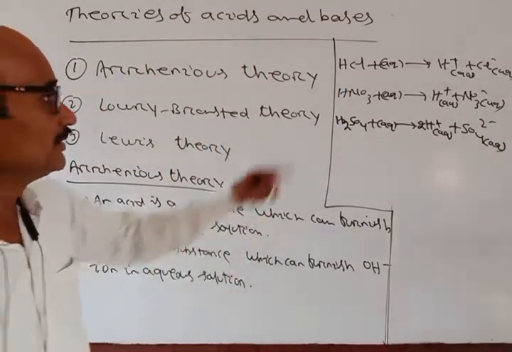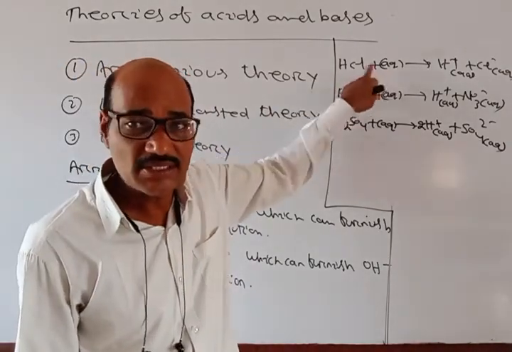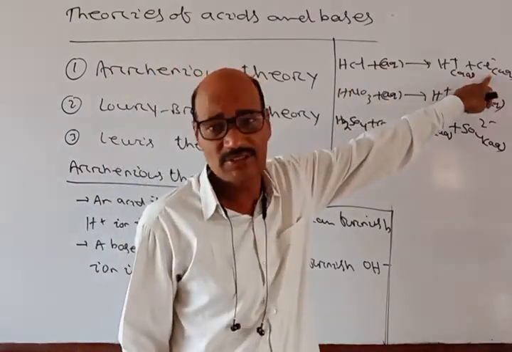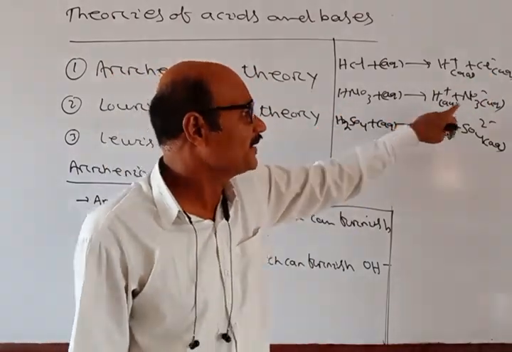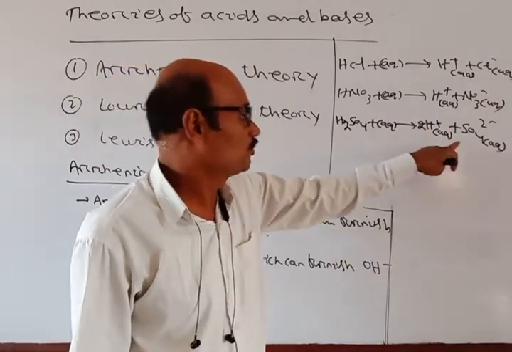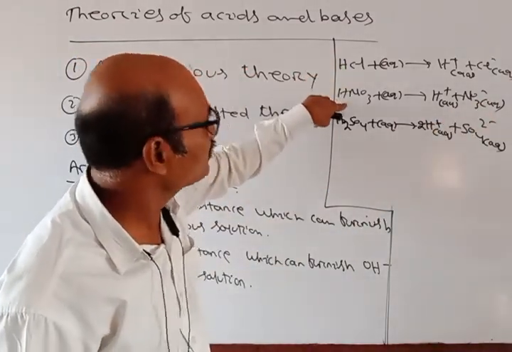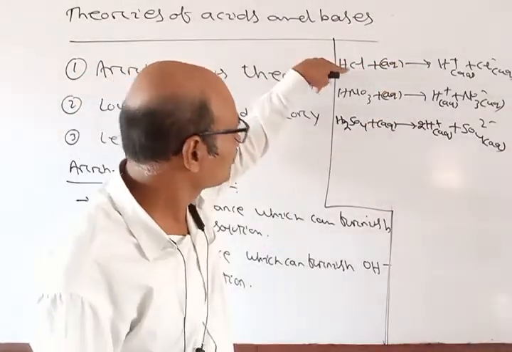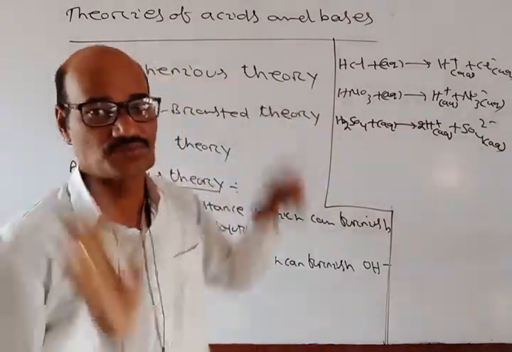So here you see, HCl when dissolved in water, that means in aqueous solution, is furnishing H plus ion and Cl minus ion. Similarly, HNO3 is giving H plus ion and NO3 minus ion. H2SO4 is giving 2H plus and SO4 2 minus ion. Because HCl, HNO3, H2SO4 are giving H plus ions in aqueous solution, they are considered as acids.